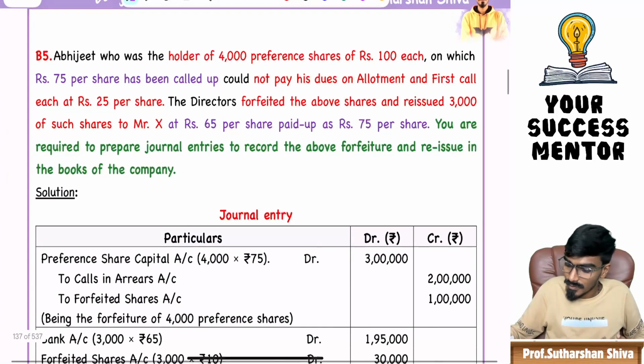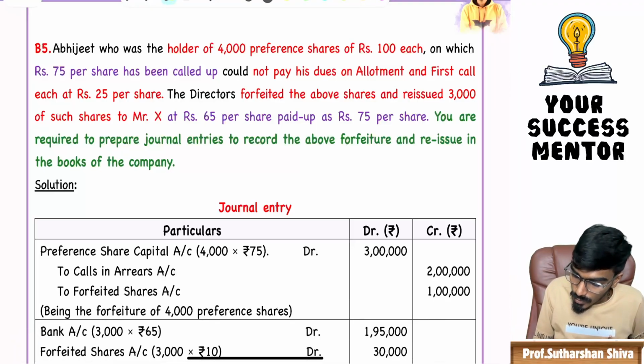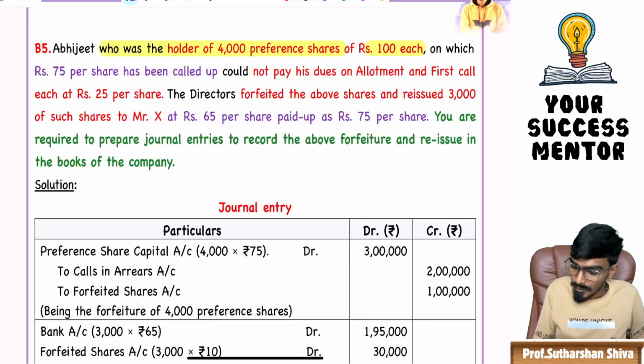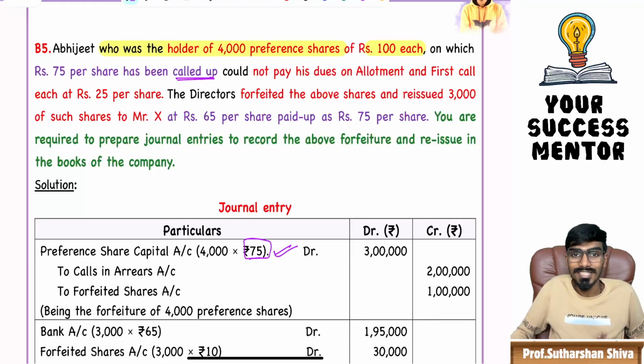An interesting one. It is also a similar question to the one we have done. We will just quickly do it. B5. Abhijit, who was the holder of 4,000 preference shares of rupees 100 each, of which only 75 rupees is called up. Be careful on that. That's why I already highlighted it. Be careful on the called up value. So that's why preference share capital is only debited with the called up value. That's what the company is asking.